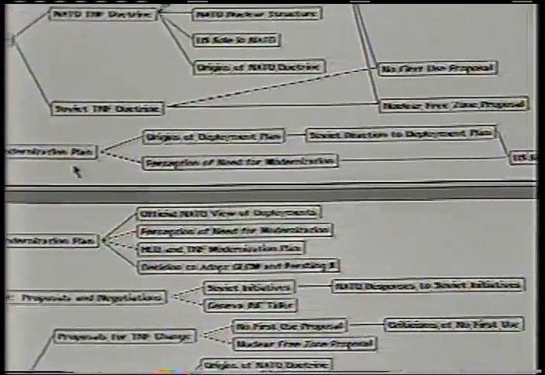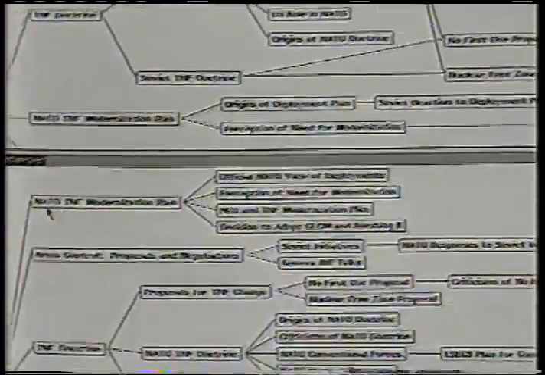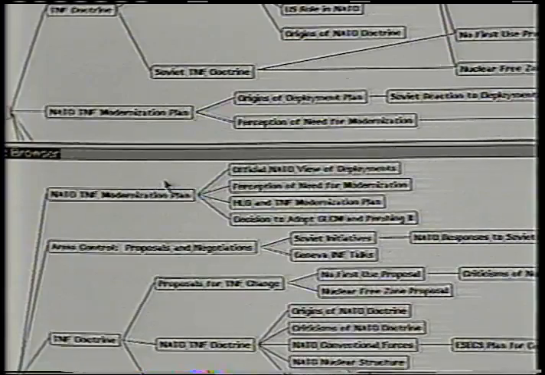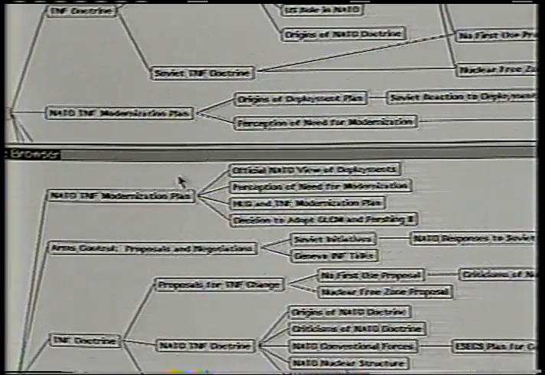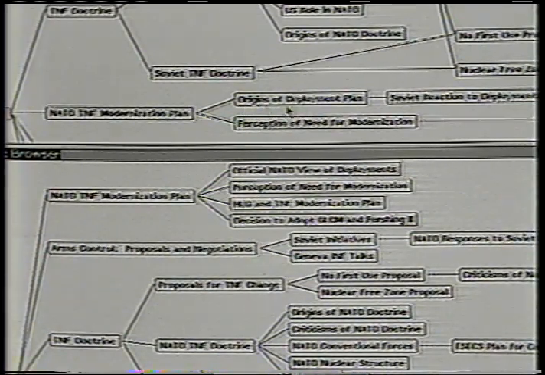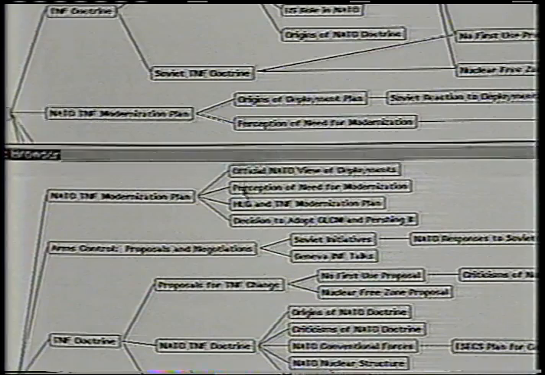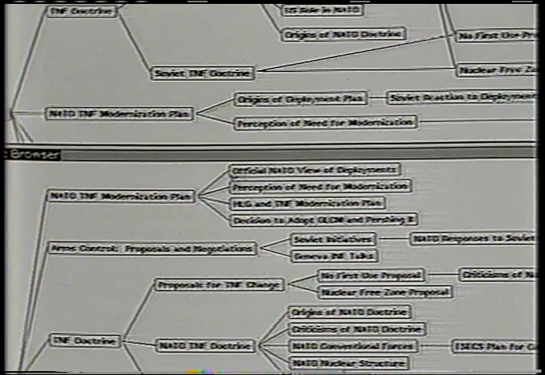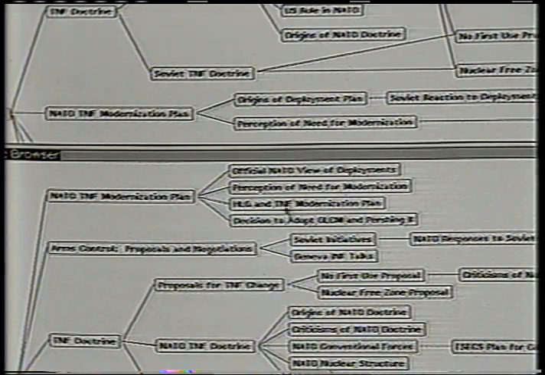With the goal of writing a paper in mind, Ken totally reorganized NATO TNF modernization plan. First of all, he eliminated the category origins of deployment plan and added three new categories you see here: official NATO view, HLG and TNF modernization plan, and decision to adopt GLCM. And he maintained one of the sub-file boxes, that is the perception of need for modernization.